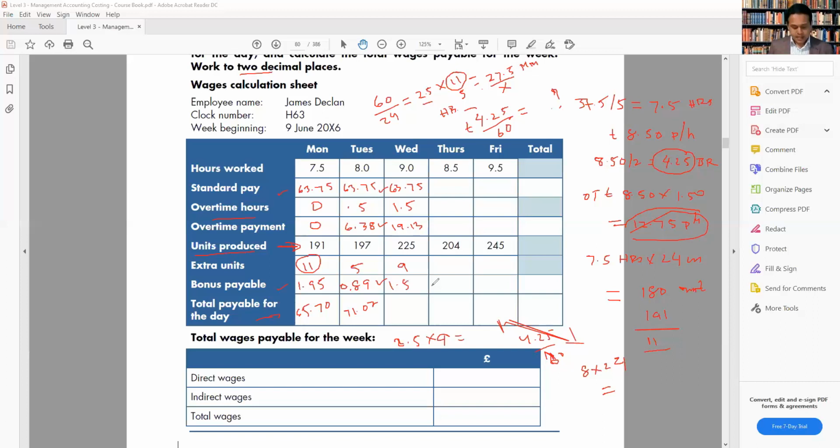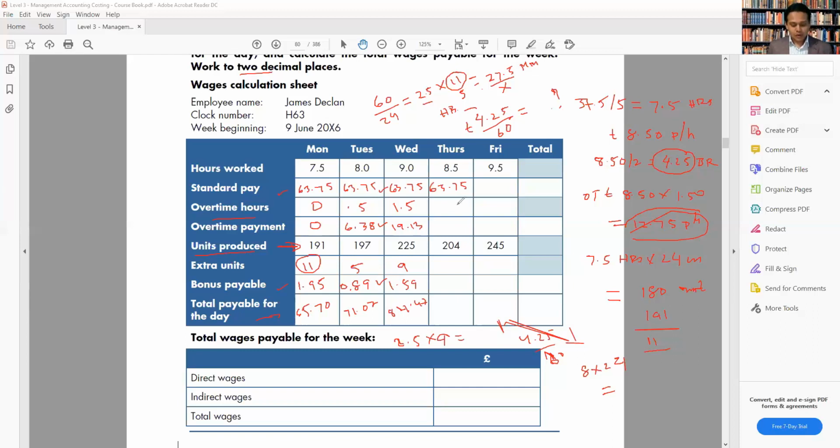1.59. And the total payment for Wednesday, James, will be 84.47. Okay, 84.47. Very good. Thank you, Alicia. Then you have a Thursday. We do the same thing. The standard pay is same anyway, 63.75.